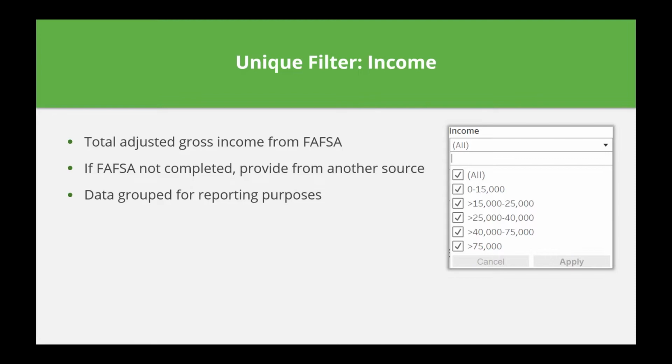The first is income. Income is the total adjusted gross income, as reported to FAFSA, for independent students or parents of dependent students. However, Unmet's institution did not have this data available from FAFSA. So, per PDP data submission guidelines, he used an internal source to provide income information similar to FAFSA. Data are grouped into categories for reporting purposes.